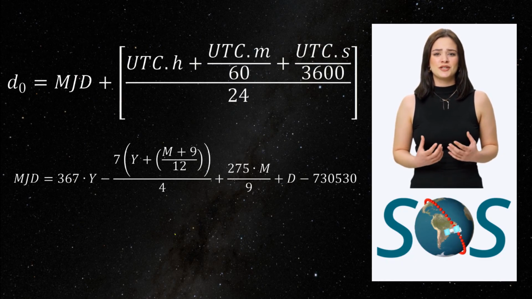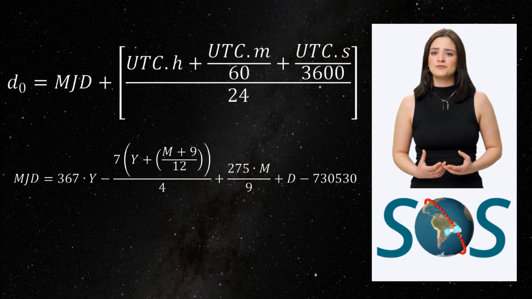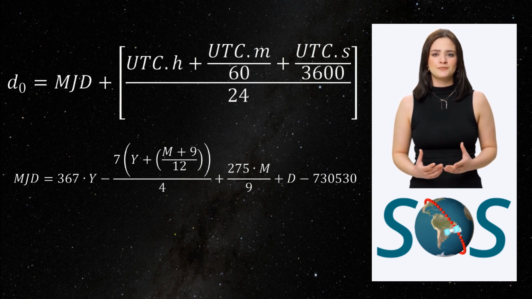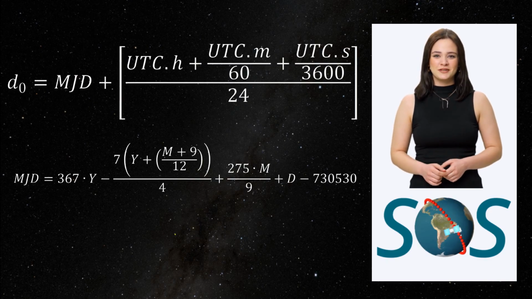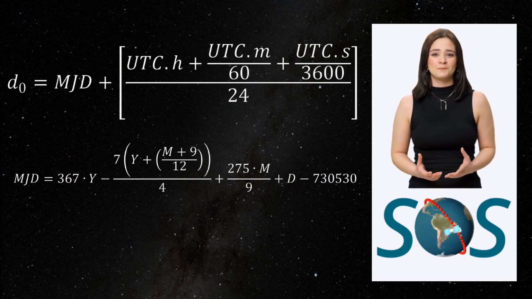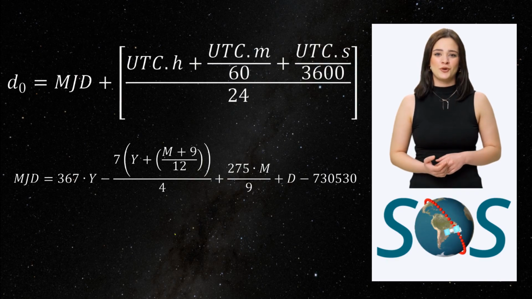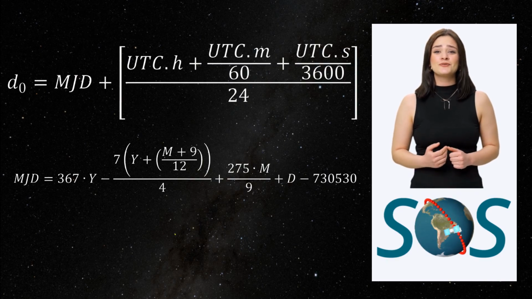In this equation, remainders must be ignored when dividing. It is valid from March 1900 to February 2100. Also, in this equation, Y is all 4 digits of the year, M is the month number, 1 through 12, and D is the day of the month.